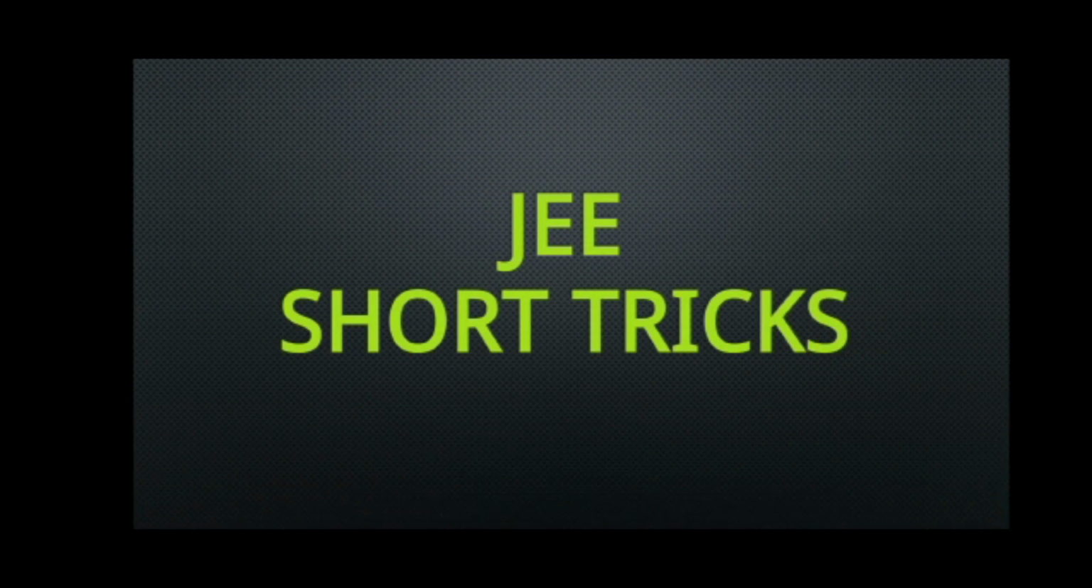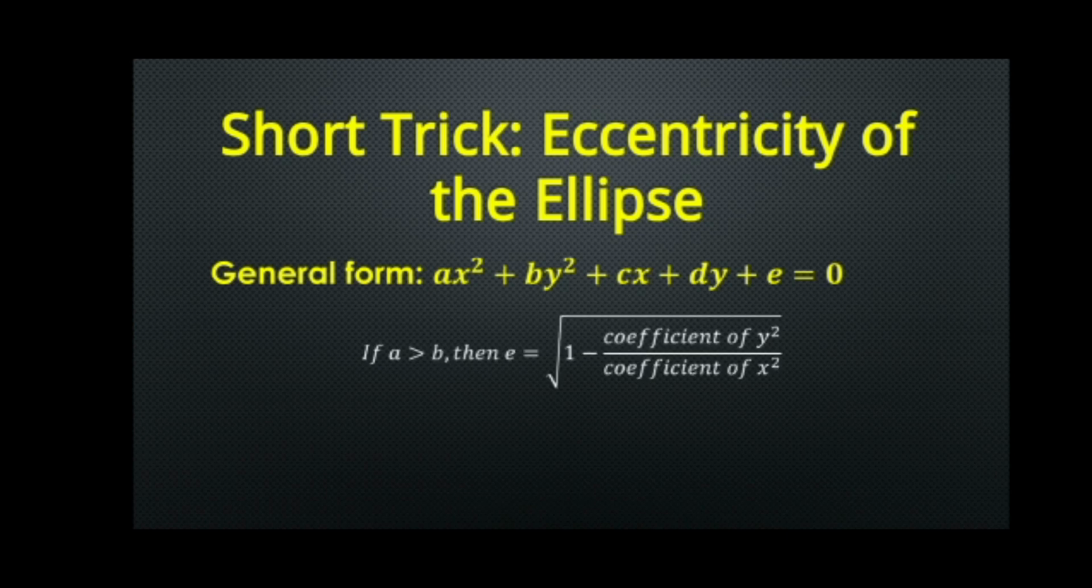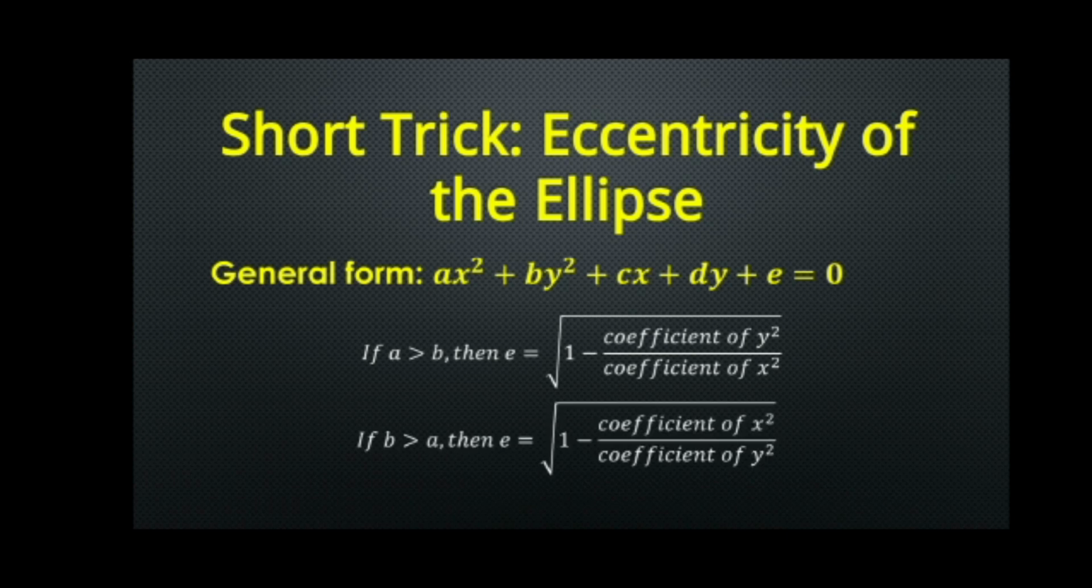Class, I will discuss the short tricks to find the eccentricity of the ellipse, whose general form is ax square plus by square plus cx plus dy plus e is equal to 0. If a is greater than b, then e is equal to square root of 1 minus coefficient of y square divided by coefficient of x square. If b is greater than a, then e is equal to square root of 1 minus coefficient of x square divided by coefficient of y square.